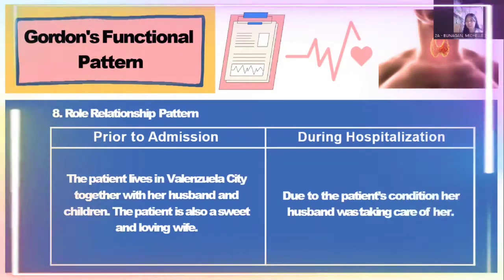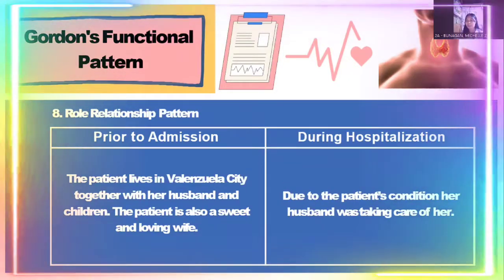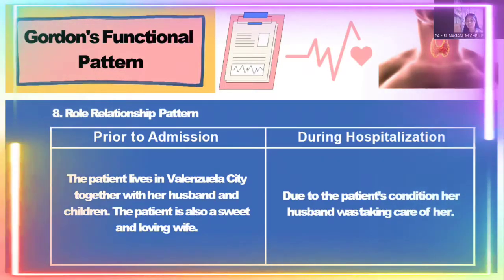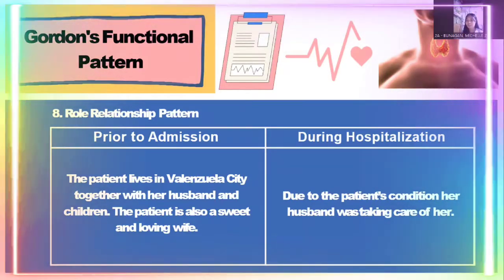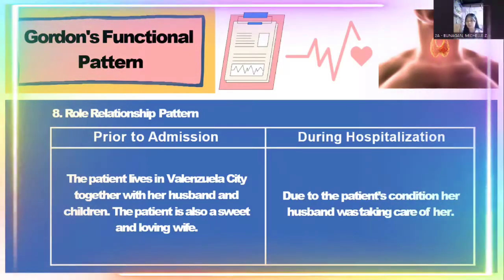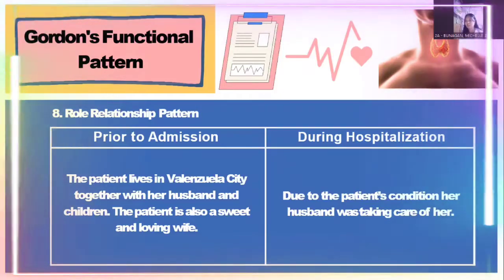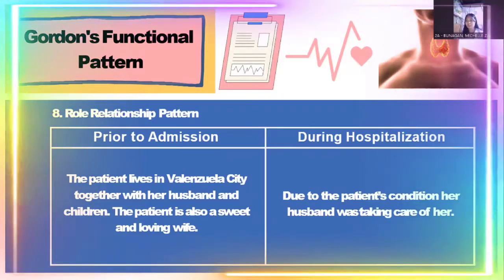And for the role relationship pattern, prior to admission, the patient lives in Valenzuela City together with her husband and children. The patient is also a sweet and loving wife. During hospitalization, due to the patient's condition, her husband was taking care of her.